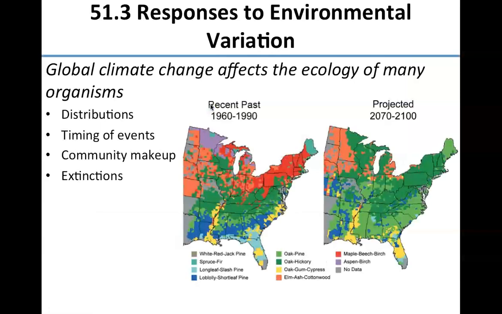All right, what are the impacts of all of this warming and increases in sea level? Some of the main effects are going to be on the distributions of plants and animals, timing of events, community makeup, and maybe extinctions, along with human impacts. We'll talk about all those.